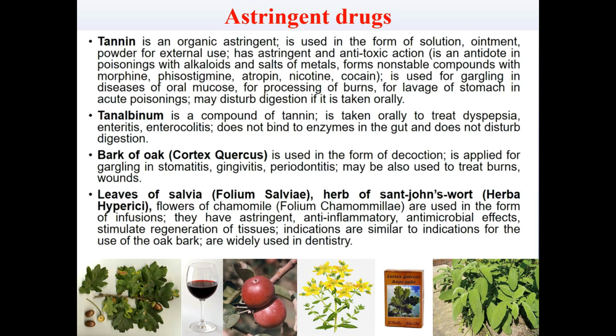Description of astringent drugs: tannin is an organic astringent, used in the form of solution, ointment, powder for external use. It has astringent and antitoxic action, is an antidote in poisonings with alkaloids and salts of metals, and forms non-stable compounds with morphine, physostigmine, atropine, nicotine and cocaine. It is used for gargling in diseases of oral mucosa, for processing of burns, for lavage of stomach in acute poisonings, and may disturb digestion if it is taken orally.